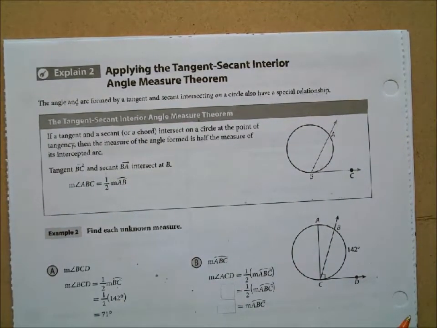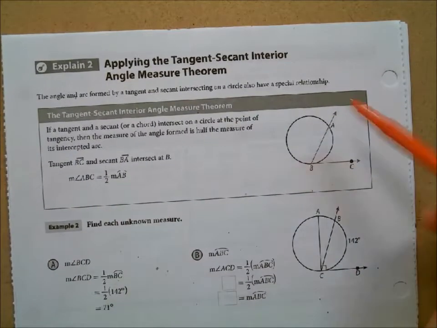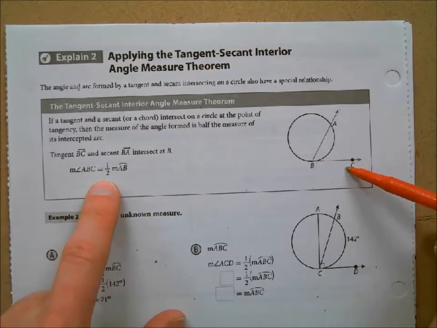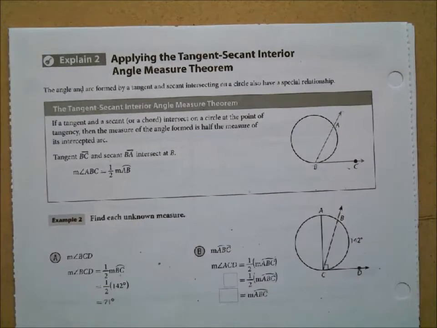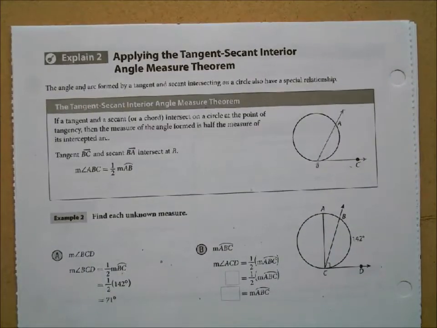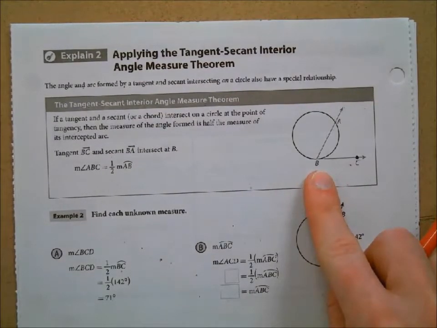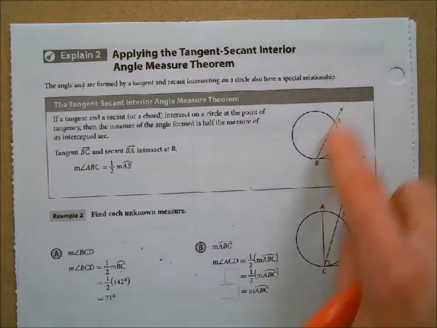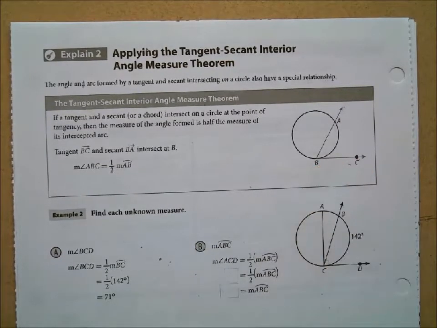I'm not going to read through this whole thing. I'll just cut to the chase about what we're trying to find. The measure of angle ABC is 1/2 the measure of arc AB, that intercepted arc there. Now what does that sound like? Inscribed angles. Where's the vertex of this angle located? Yeah, on the circle. Where's the vertex for an inscribed angle located? On the circle as well.